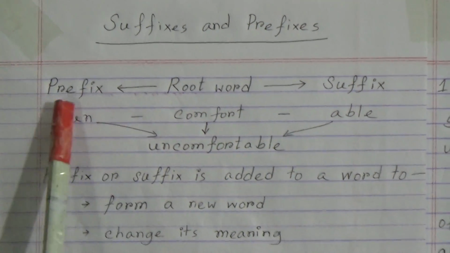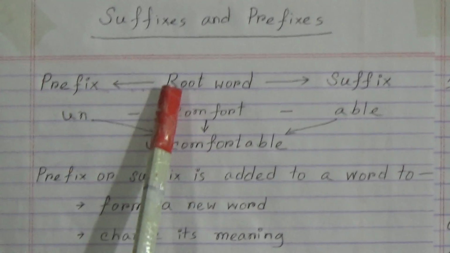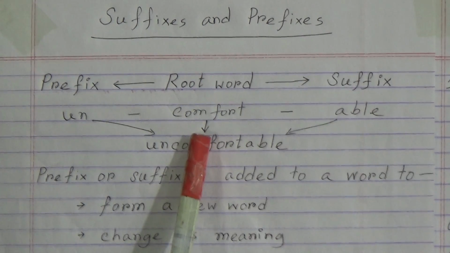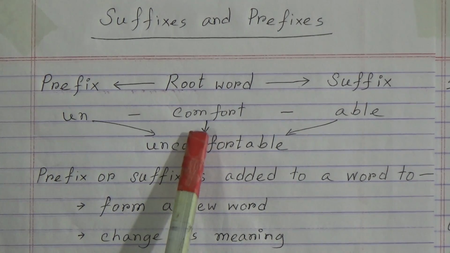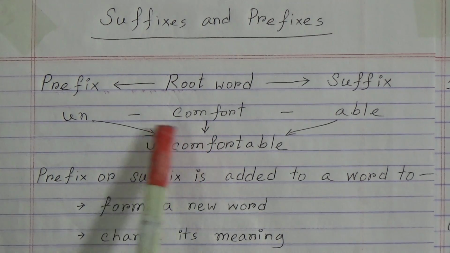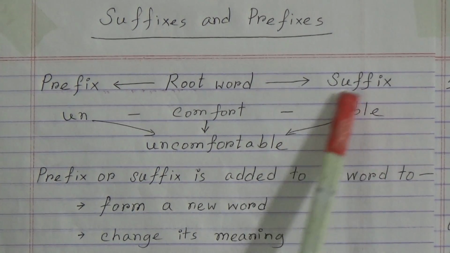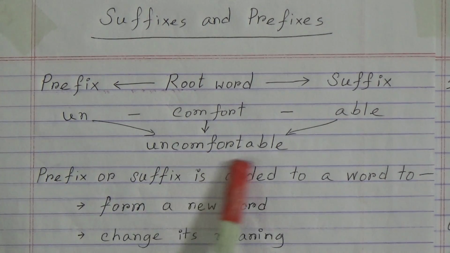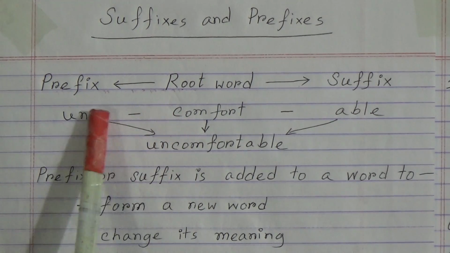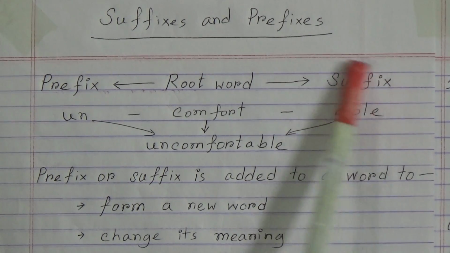So, we add prefix or suffix with a root word to make a new word. For example, see. Let's take comfort for a root word. So, we can add either prefix or suffix with it. If we add a prefix un and if we add able as a suffix, we get a new word uncomfortable. So you can see that prefix is added at the beginning of a word and suffix is added at the end of a word.